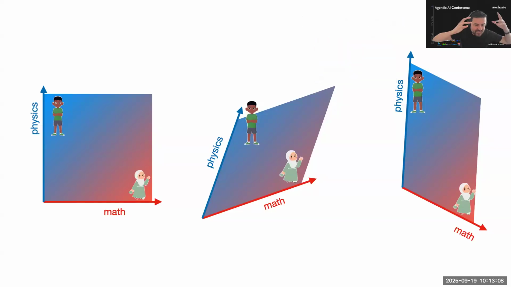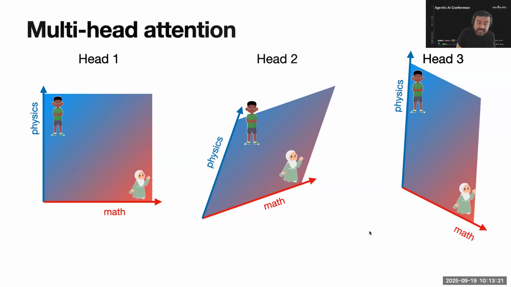And actually a bunch of us disagreed and said, hey, I like this one more. I like this one more. That's perfect, because we're going to have three different heads of attention. Head 1, head 2, and head 3. And that's going to give us multi-head attention.